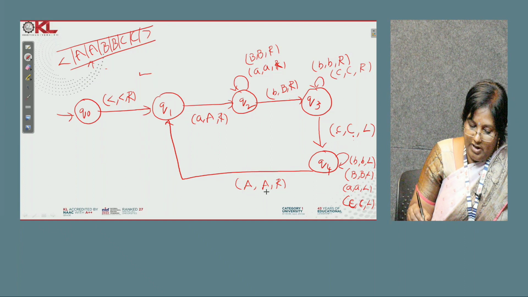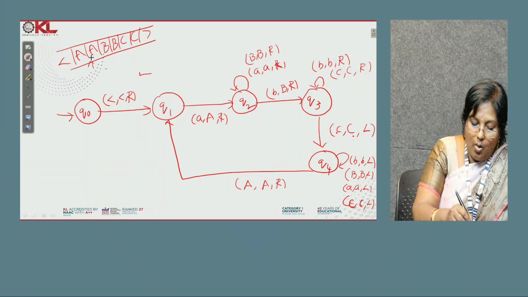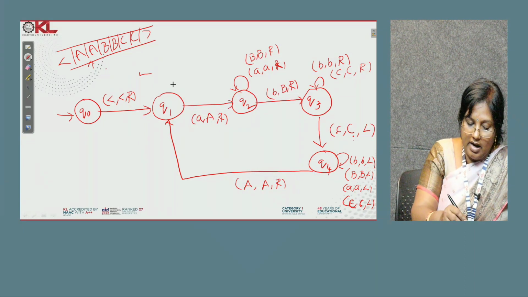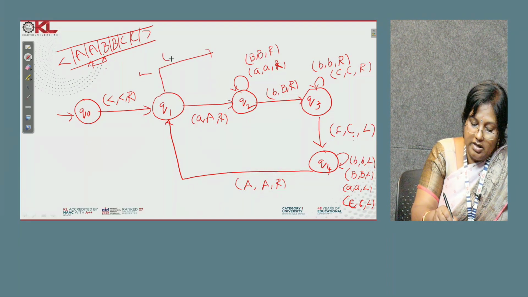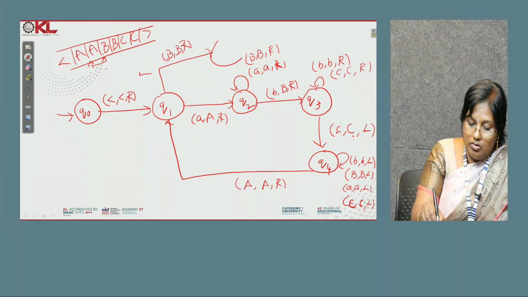Whenever I find capital A, keep capital A. Now I did not find anything here. I found B. So what do I have to do here? Whenever you find capital B, keep capital B as it is and move towards the right. And now this will be Q5.